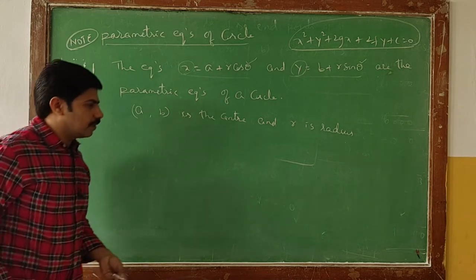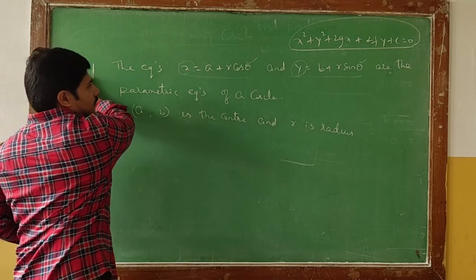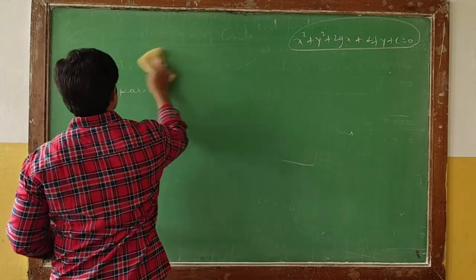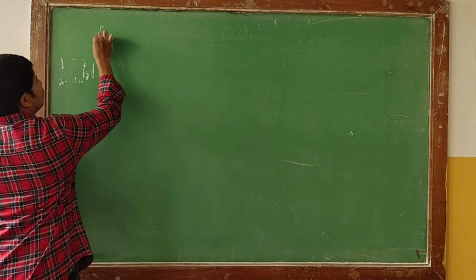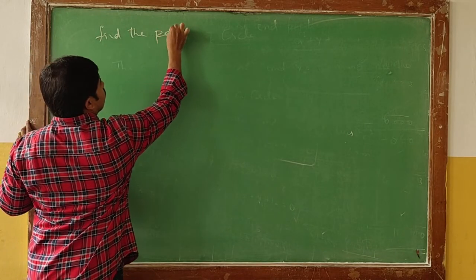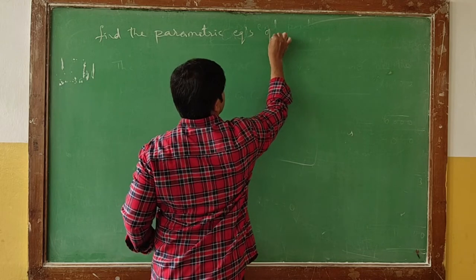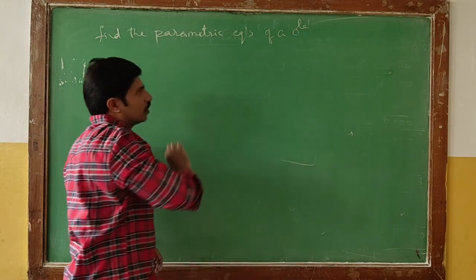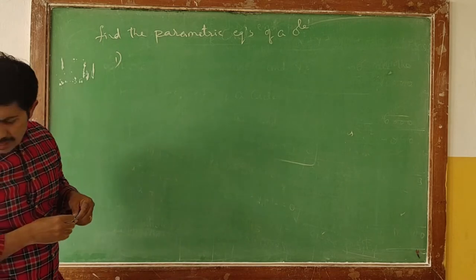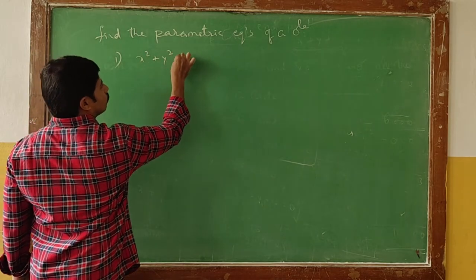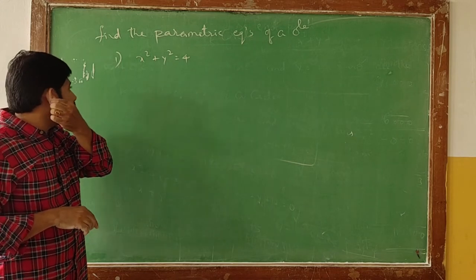Find the parametric equations of a circle. So next question is find the parametric equations of a circle. The first one is x square plus y square is equal to 4. Now, this is an equation in Cartesian form. We have to express it in parametric form. So for that, we need the center and radius.